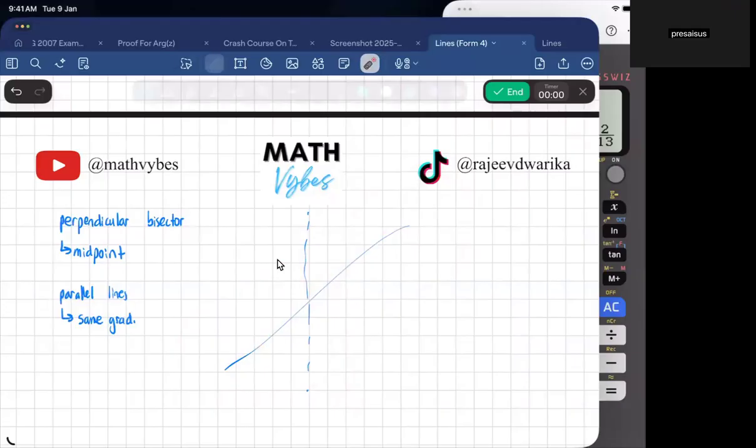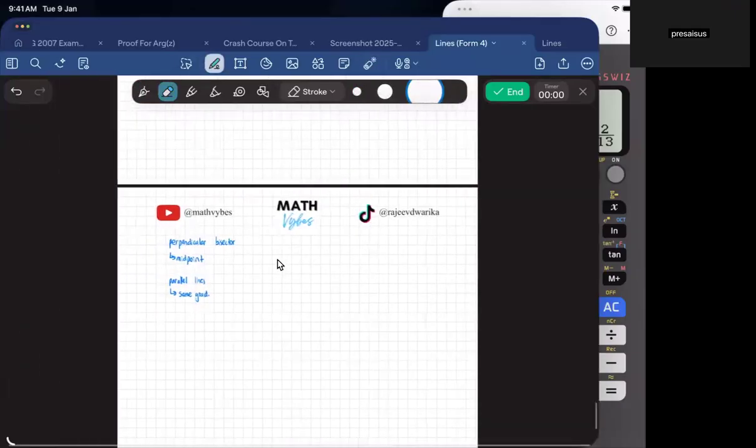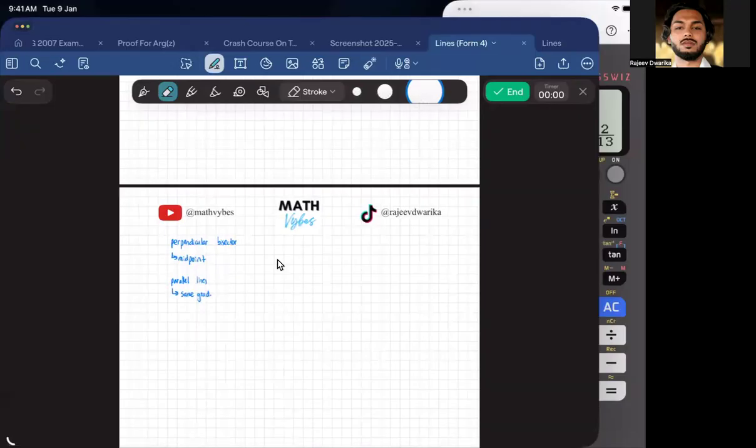That is quadratics. After we finish with lines, we're dealing with quadratics. Because we did functions, right? A line is an application of functions, and a quadratic is an application of functions. So next class: perpendicular bisector, midpoint, parallel lines, same gradient. That's what we're going to do.